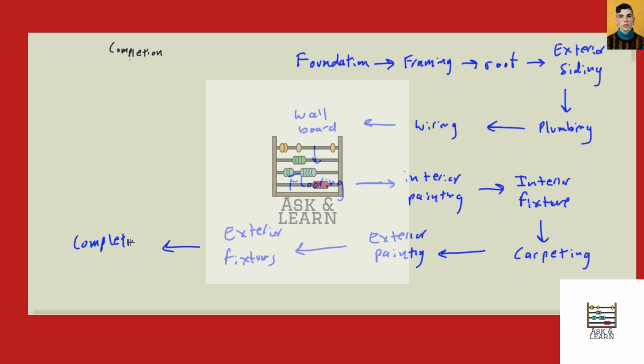So this is just one possible order that you can use for this Hasse diagram. Like I said, there are some things you can move around. Like we probably should have done the carpeting before the interior fixtures, but that's okay still.